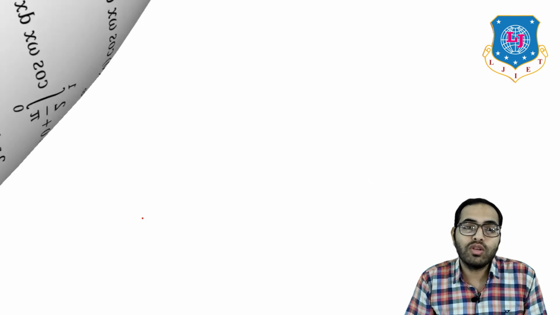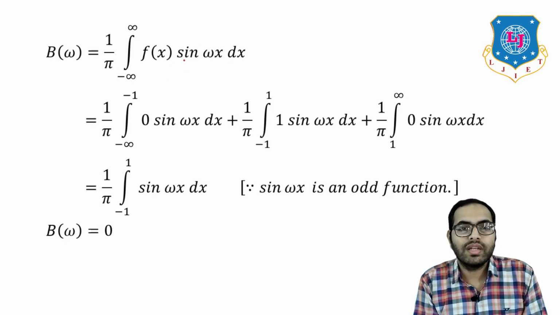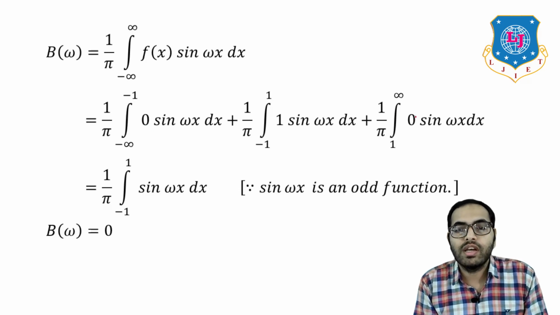Let's move on to the value of b of omega. Here b of omega is equal to 1 upon pi integral minus infinite to infinite f of x sin omega x dx. Firstly, obviously splitting the limits, 1 upon pi, we have three conditions: minus infinite to minus 1, minus 1 to 1 and 1 to infinite. The first and last limits have function value 0, so 0 into anything is 0 and those terms become 0. The middle term is 1 upon pi integral minus 1 to 1 of sin omega x dx. Here sin is an odd function and the limit is symmetric, so b of omega is equal to 0.